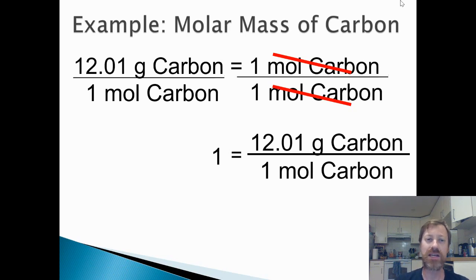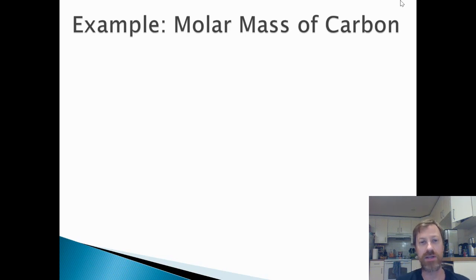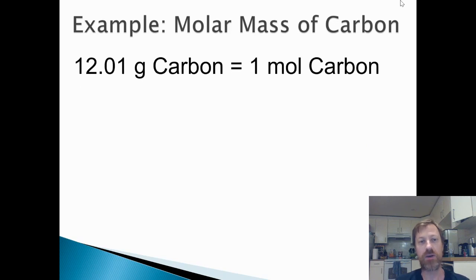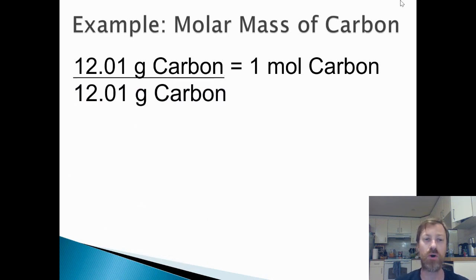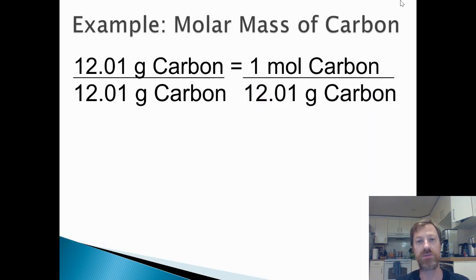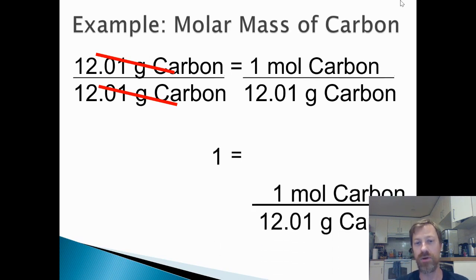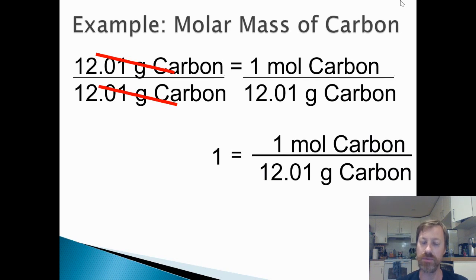All right, let's take a look at this, but on the other side of the equation. So same equation, 12.01 grams of carbon equals 1 mole of carbon. But suppose this time we divide by 12.01 grams of carbon. Whatever you do on one side, you can do on the other. So let's do that here. Well, obviously in this case, the left-hand side of the equation is going to cancel out. That's gone. And what we're left with is 1, because anything divided by itself is 1, equals 1 mole of carbon over 12.01 grams of carbon.